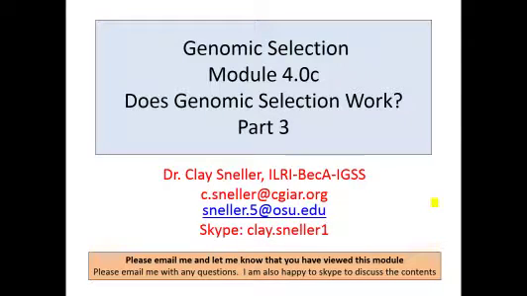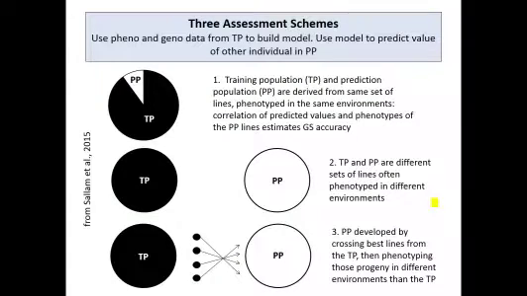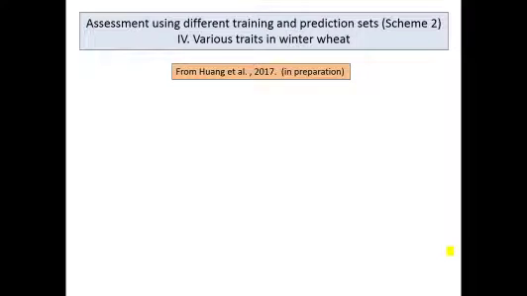Welcome to part 3 of Module 4 in Genomic Selection, where we're looking at whether genomic selection is working by reviewing results in the literature. Again, we're looking at 3 different schemes to assess whether genomic selection works, and right now we are primarily looking at scheme number 2, where the training population and the prediction population are different sets of lines, often phenotyped in different environments. So here's another example of scheme 2.